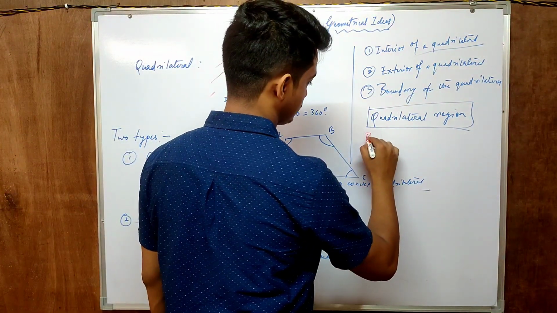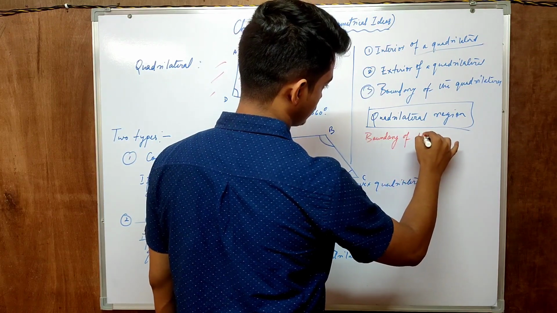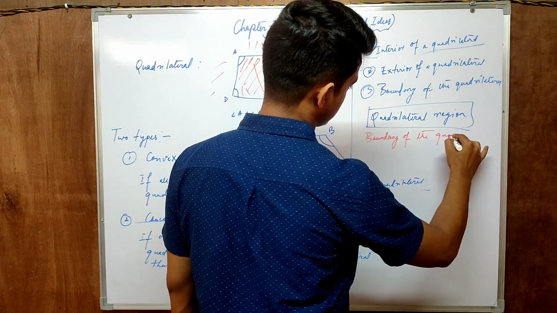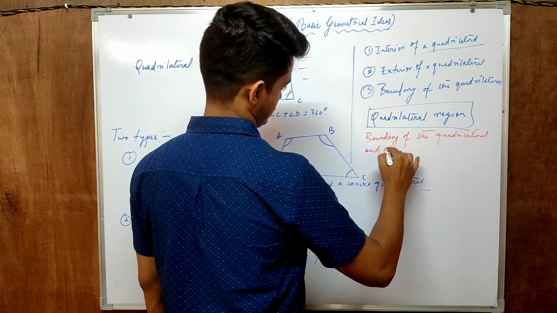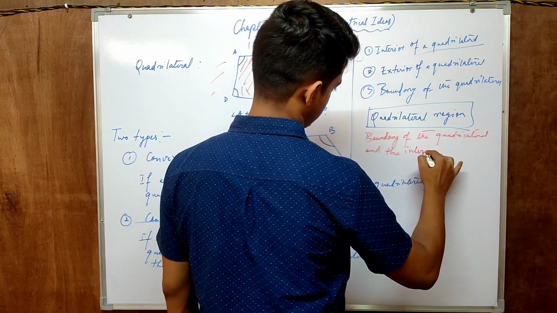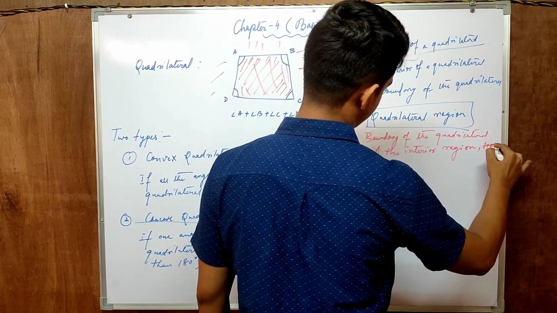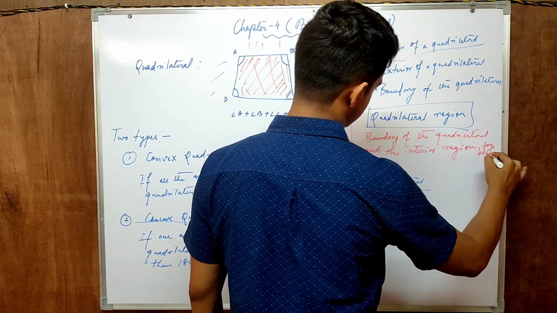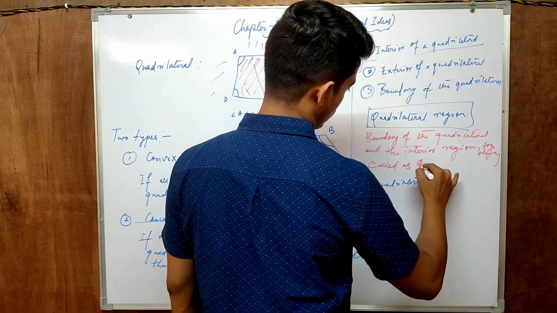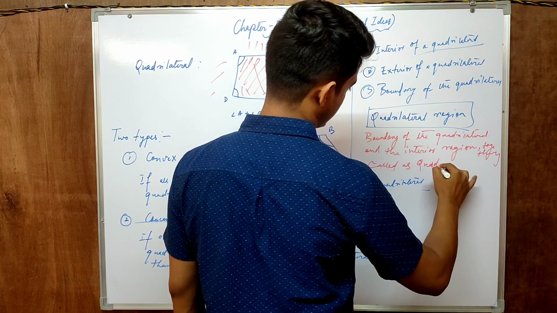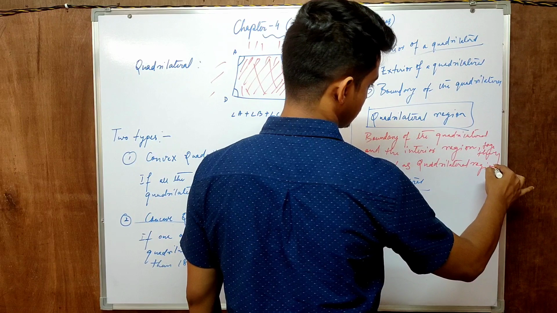So if you write, this is something like boundary of the quadrilateral and the interior region together called as quadrilateral region. Together called as quadrilateral region. Is it clear to all of you? I guess it is so.